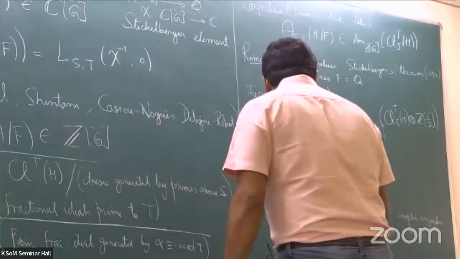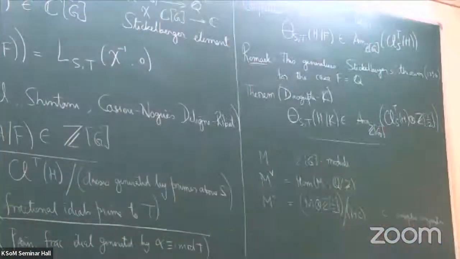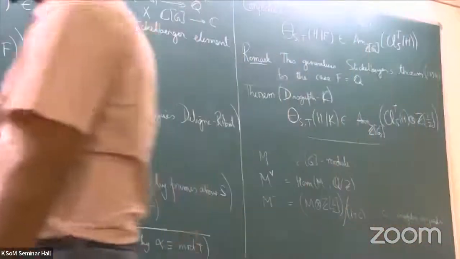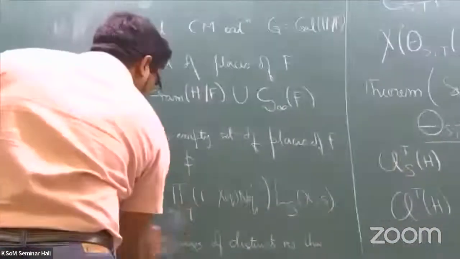And then I also have Fitting ideals. I'm not going to define what a Fitting ideal is. But let me give you the statement of the refinement. This is usually called the strong Rubin-Stark conjecture.